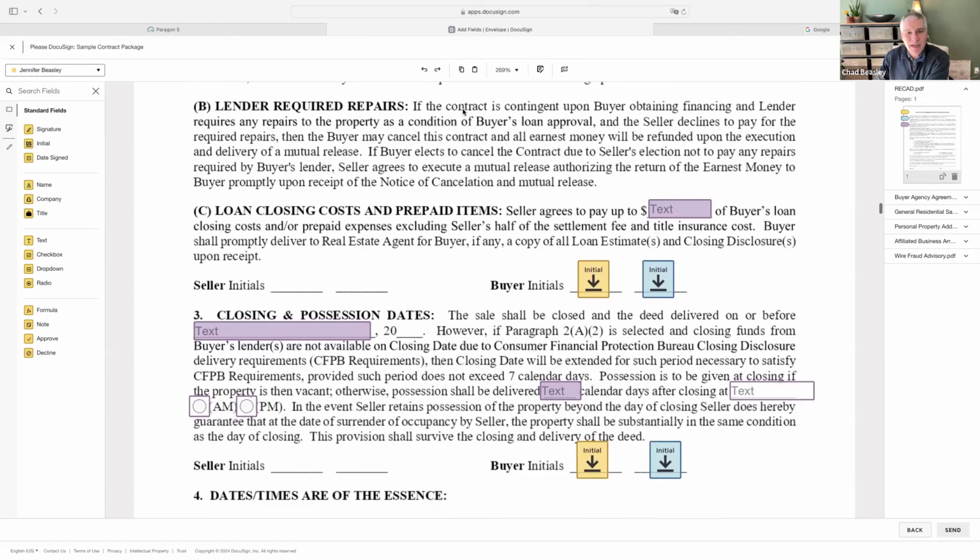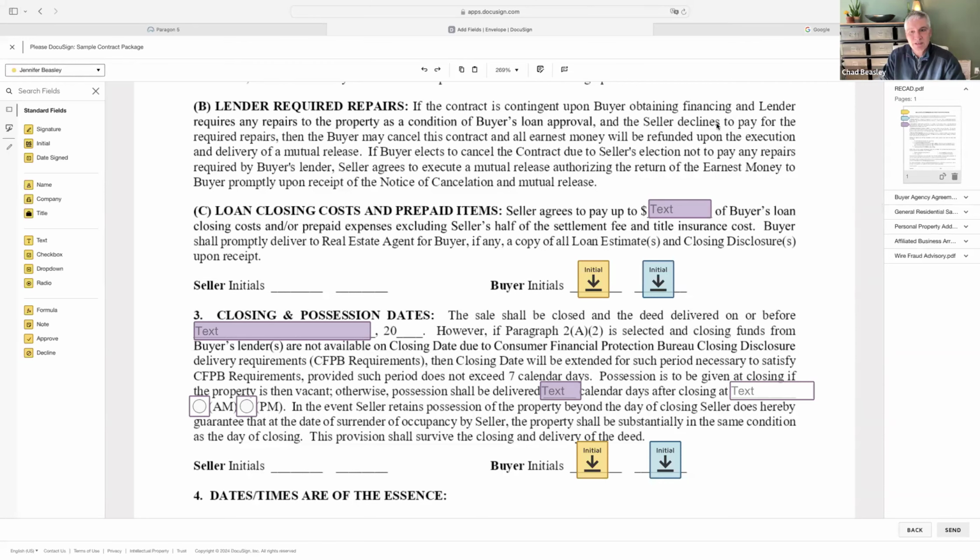Lender required repairs. If the contract is contingent on buyer obtaining financing and the lender requires any repairs, this has nothing to do with your home inspection. The appraiser is the eyes and ears of the lender. If the appraiser goes out and sees conditions that have to be remedied in order for that property to meet the requirements of that loan program, this is where this comes into play.